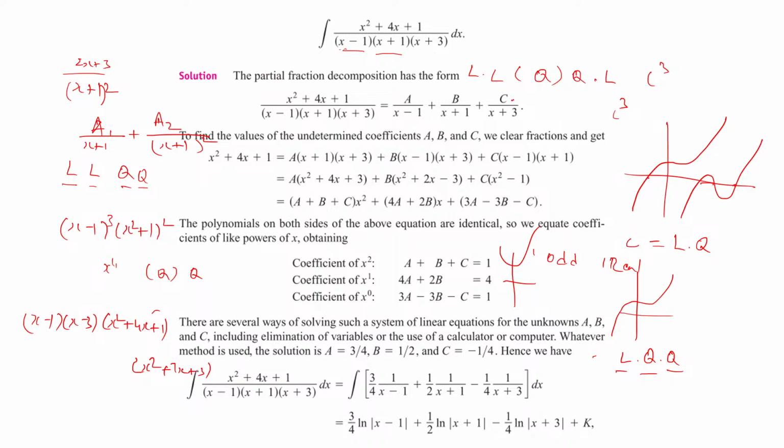Now what we have done: you multiplied a with this and this, b with this, and c with this and this, and you equated the respective coefficients. You took together x square, together x, and together constants, compared them, and ultimately you solved for a, b, c.